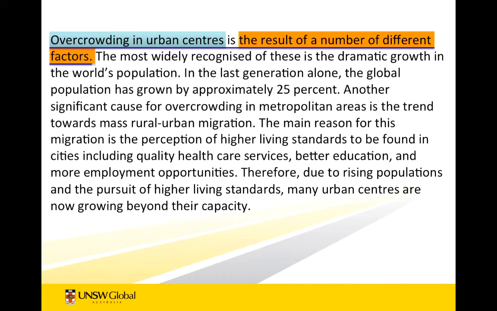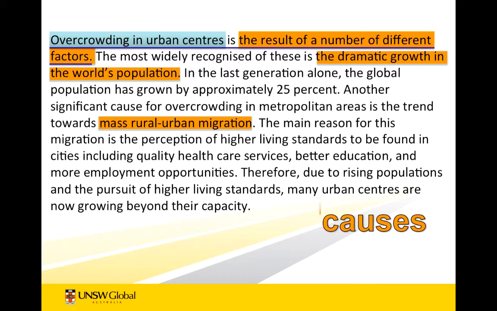Once we identify the controlling idea, we can see that this paragraph is going to explain to the reader a number of different factors or causes for overcrowding. So now let's identify those causes or factors that have led to overcrowding. First, we can see is the dramatic growth in the world's population, and second is mass rural-urban migration. It is these two causes that develop the controlling idea in the topic sentence, and this helps us to build cohesion within the paragraph.